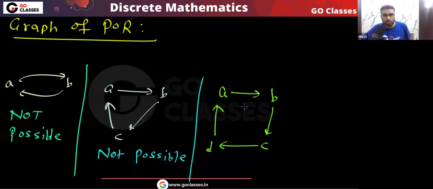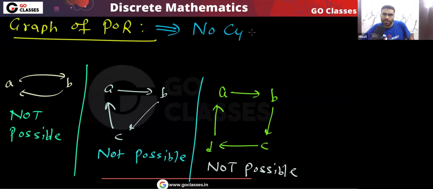This cycle is not possible because by transitivity, what will happen? By transitivity, A will be related to D. Yes or no? By transitivity, you can see A will be related to C. And again, by transitivity, A will be related to D. So again, this is not possible. I hope you understood. So remember, in the graph of a partial order relation, there is no cycle possible except self loop. Yes or no? No cycle possible except self loop.